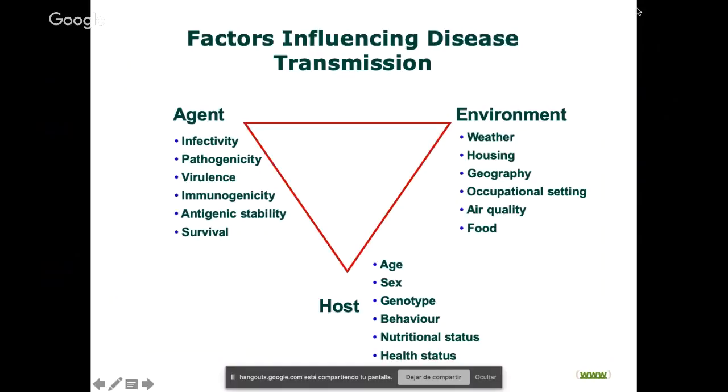What factors influence the disease transmission? First, the agent: what is the degree or level of infectivity, pathogenicity, virulence, and survival? In the environment, we have the weather, the housing, geographic areas, occupational settings, air quality, and food. And in the host, we have the age, sex, genotype, behavior, nutritional status, and health status.